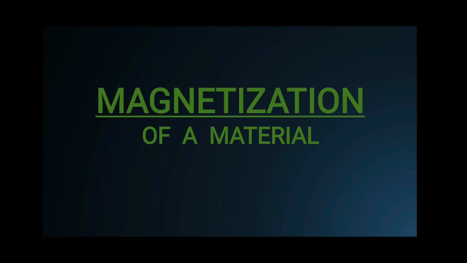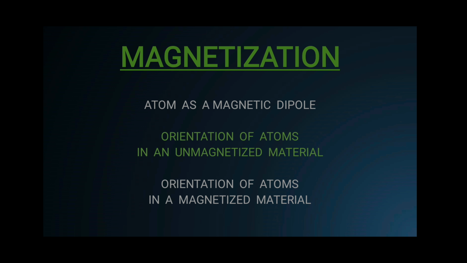In this video, I am going to share how a material can be magnetized by applying some external magnetic field. In this lecture, I will cover some important points: how an atom acts as a magnetic dipole, and what happens to the orientation of atoms in a substance when it is magnetized.